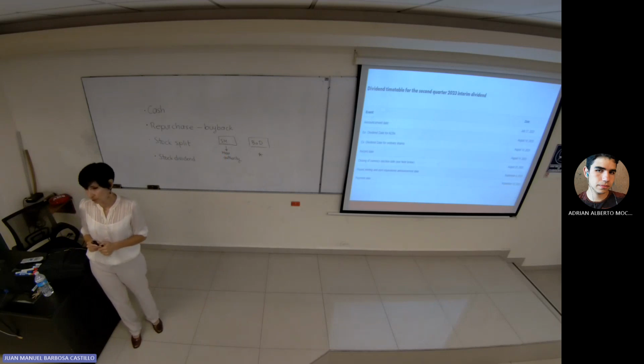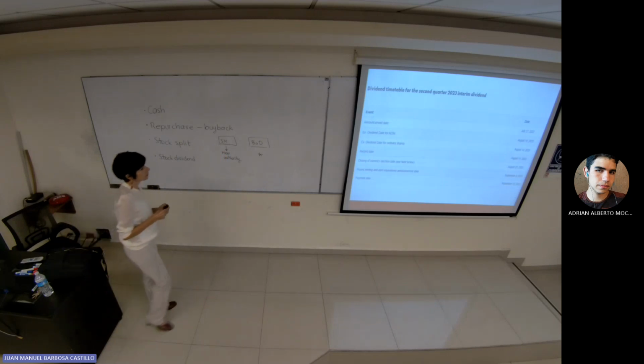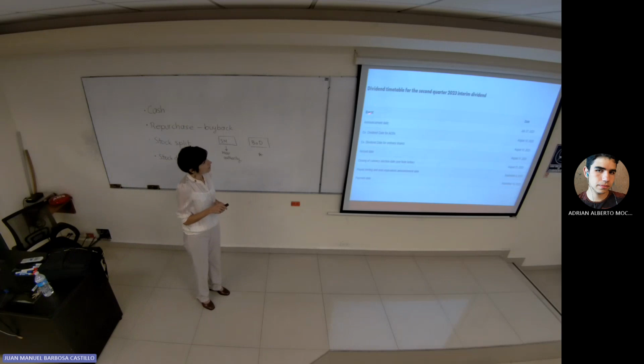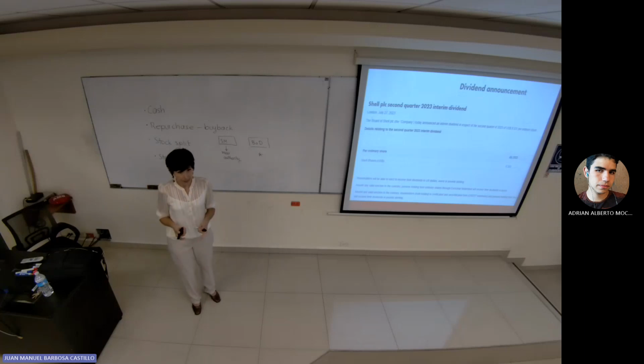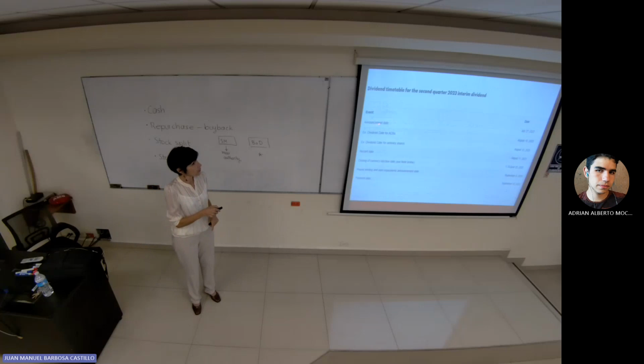Dividend timetable for this interim dividend. Event and date. Announcement date, what is it? Which coincides with the press release. So the day in which they tell the market they intend to pay a dividend, that is the announcement date.